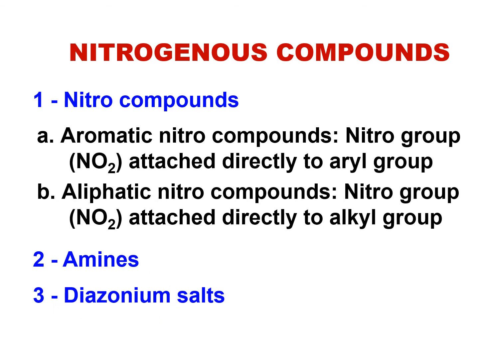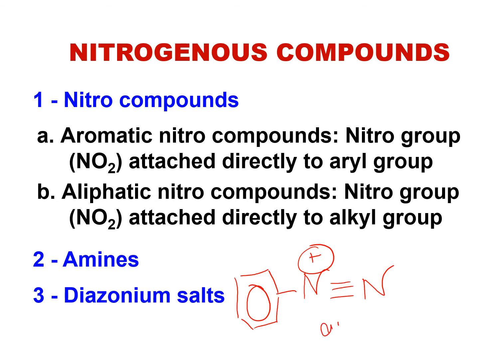What are diazonium salts? They are compounds that have a nitrogen which is triply bonded to another nitrogen and attached to a benzene ring. As we mentioned before, diazonium salts have to be aromatic diazonium salts. Aliphatic diazonium salts are unstable compounds. They do not exist to a great extent. Very, very few examples are present of aliphatic diazonium salts.